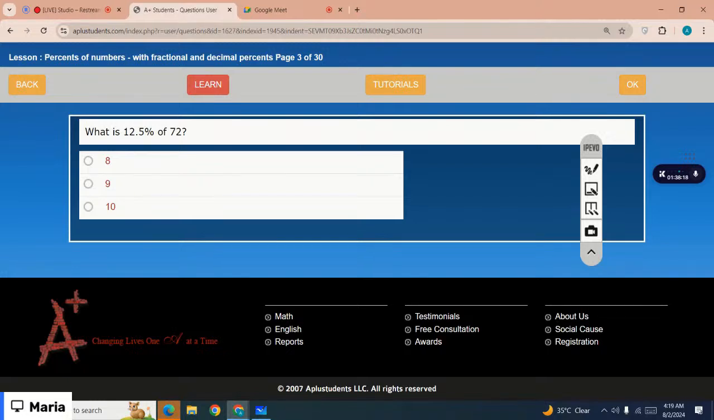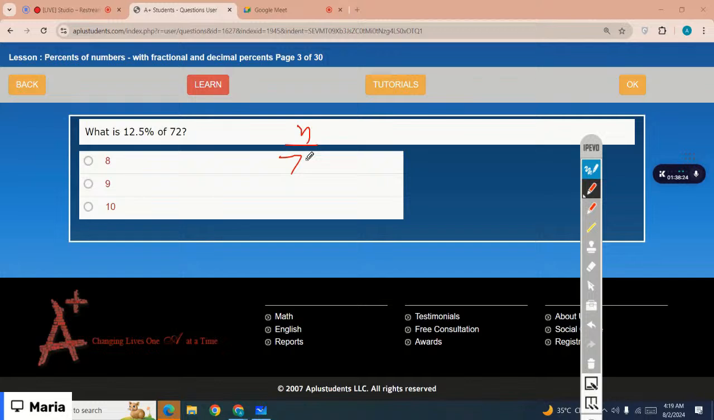So which is the correct option? No one is doing calculations. No one is using your notebook and pencil, right? n over 72 equals 12.5 over 100. So then n equals 72 times 12.5 over 100. So let's just do calculations, right? 72 times 12.5. The correct option is 9.